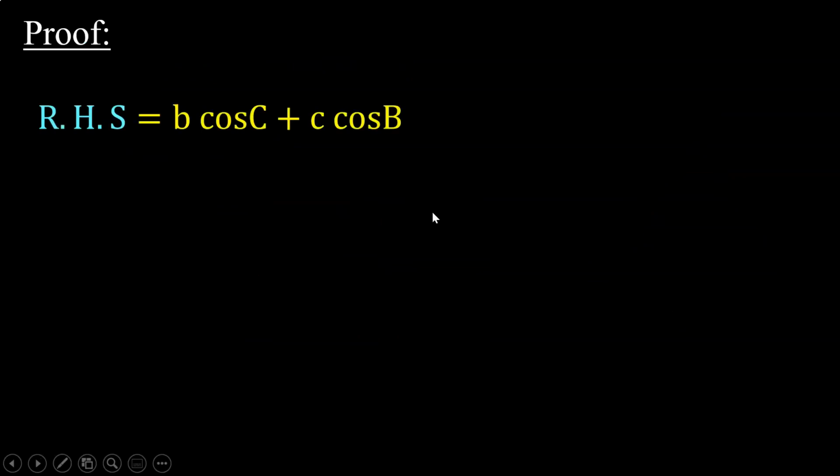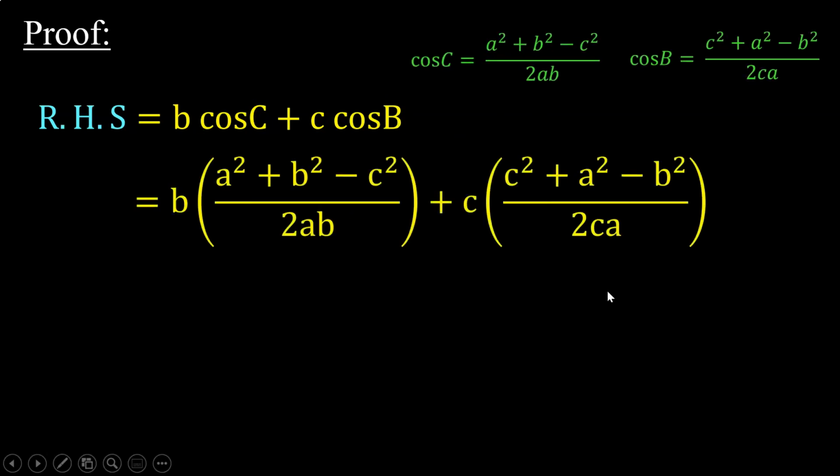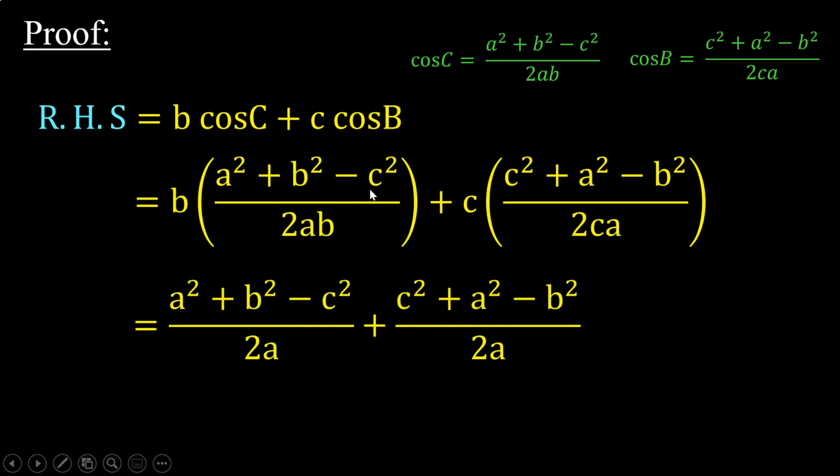So we are proving the first result, that is a = b cos C + c cos B. We have taken the RHS. Now using the cosine rule, we know cos C and cos B. Substituting in this, we'll get this. So cancelling b over here and cancelling c over here, we get (a² + b² − c²) upon 2a and this term.